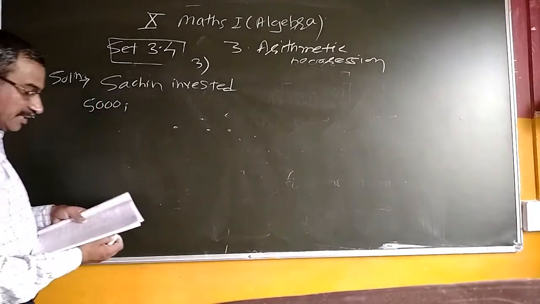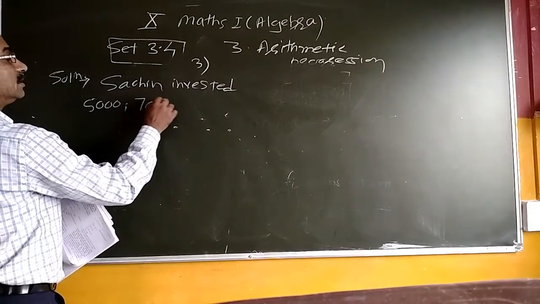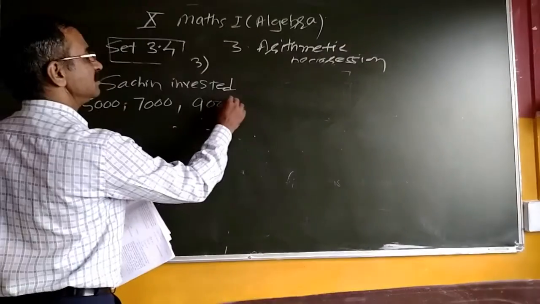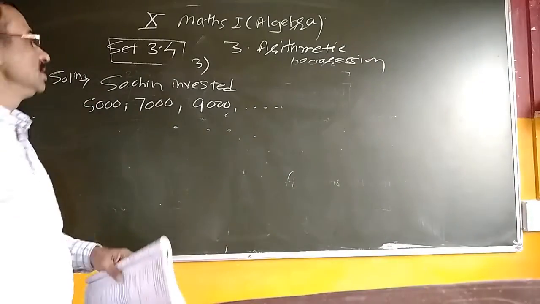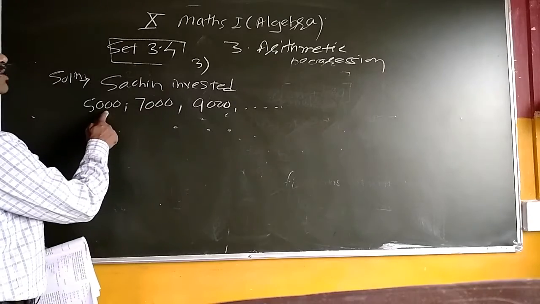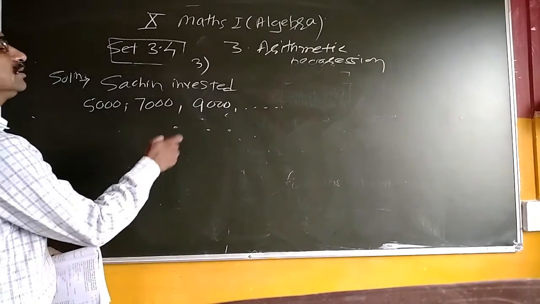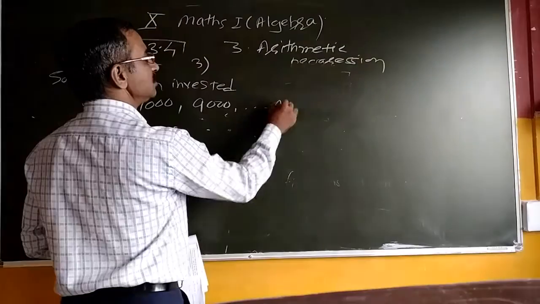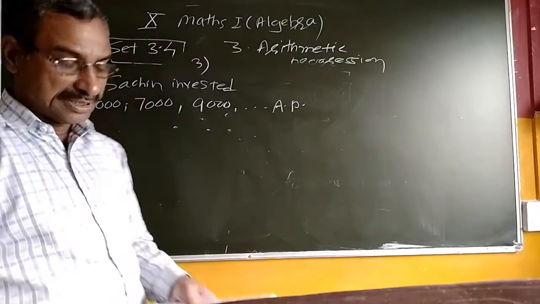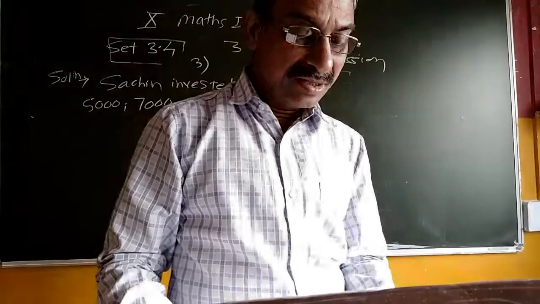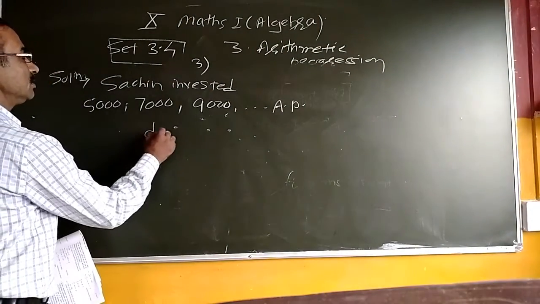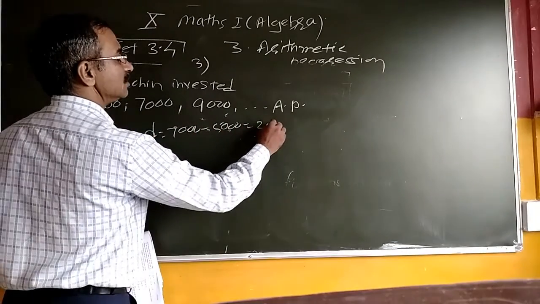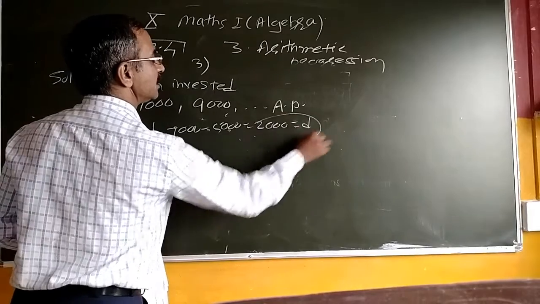In the second year he increased it, then it is 7,000. Then 9,000 and so on. So there is a fixed difference: 7,000 minus 5,000, 9,000 minus 7,000. That difference is 2,000. It means the difference is constant, so it is an example of an AP. So d is equal to 7,000 minus 5,000, and we get 2,000.